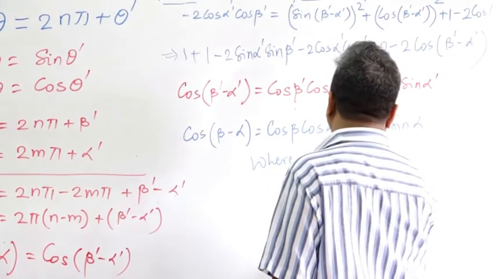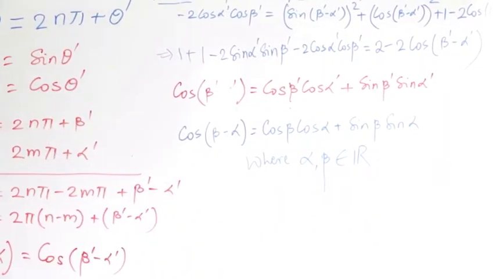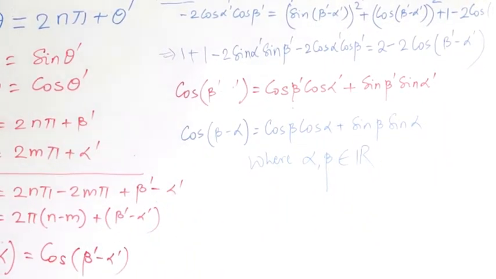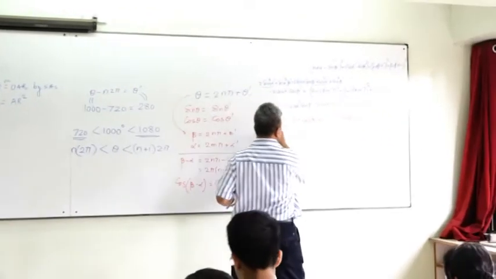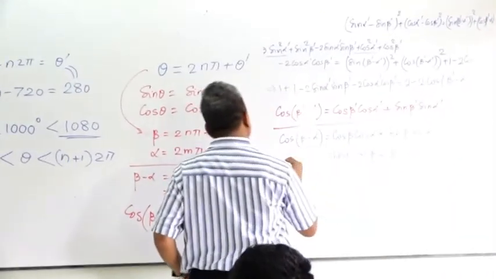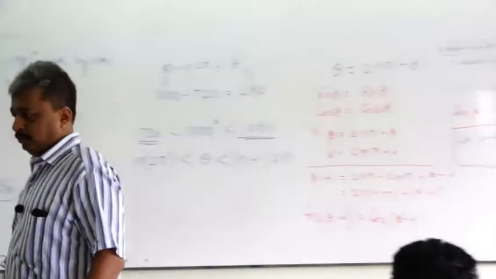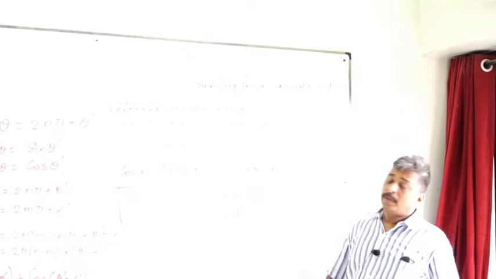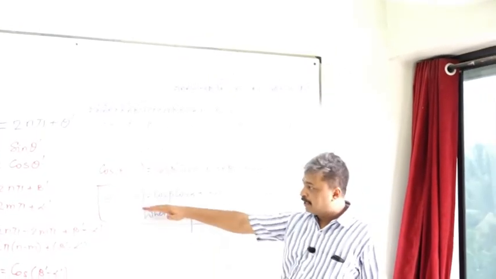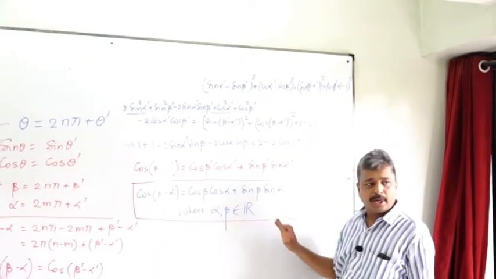where alpha, beta belong to real numbers, any real number, nothing to do with 0 to 2 pi etc. Any real number is acceptable, and still that formula will be true. This formula will be true for all values of alpha and beta belonging to R. This is a very important statement, that this formula is true for all alpha, beta belonging to R.